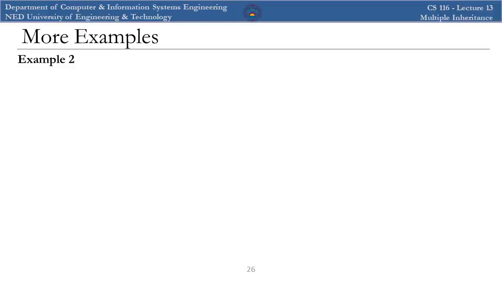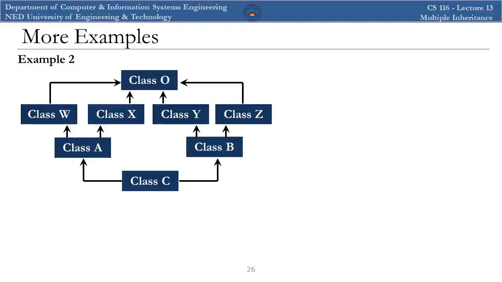Okay, this is the second example, a more complicated one. Here, if you want, you can pause right now and first work this out by yourselves, and then see what explanation I have for this problem. Okay, here again, class C will be accessed first, because if you are instantiating an object on class C, then class C is going to be the current class. So class C will be accessed first.